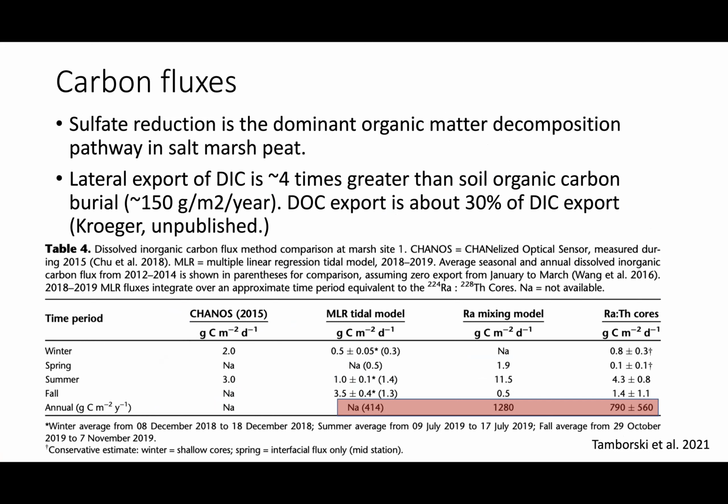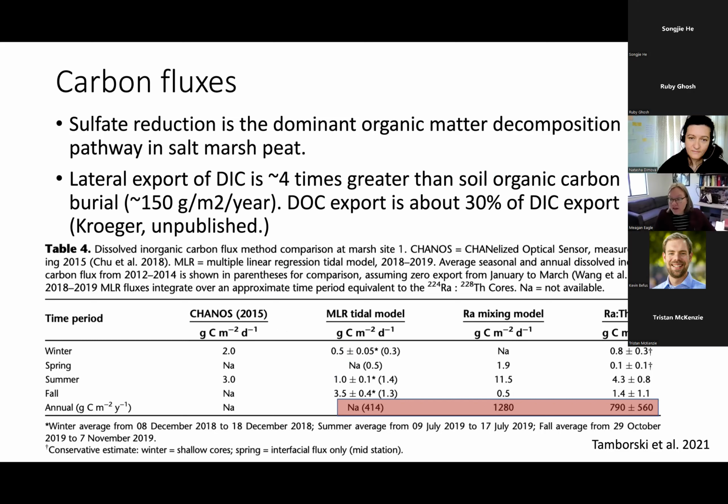Yeah, so Joe Tamborski did this. He was up here as a postdoc with Matt Charette, and so we actually kind of joined forces. I had done a lot of the radium sampling previously. He did 2 to 3 cores per season. I don't have the figure here, but he measured those over multiple seasons over 2 years. Okay, and then you use the average of those values. Yeah, and you're right, it was quite different.